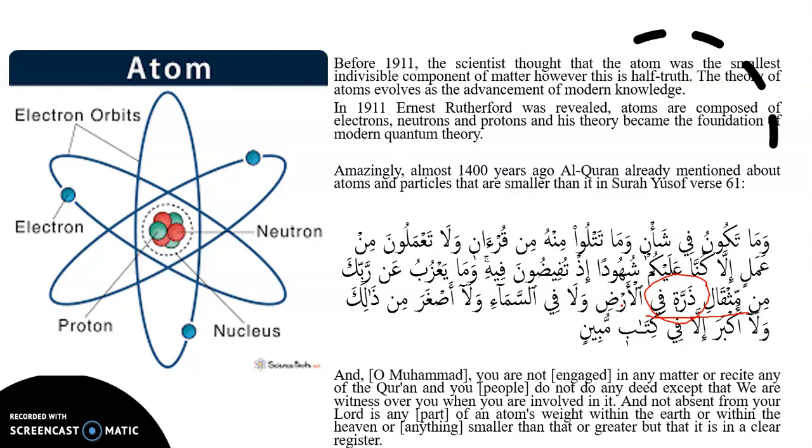Before 1911 or in the early 19th century, the scientists thought that the atom was the smallest indivisible component of matter. However, this is not true, because later on this atomic theory evolved, and we learn about Ernest Rutherford's model of the atom. He mentioned that the atom's particles are composed of electron, neutron, and proton. And his theory became the foundation of modern quantum theory.